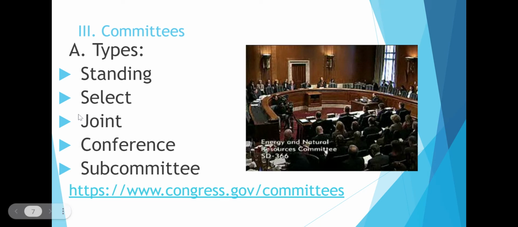A joint committee is very much like a select committee. It is temporary. The only thing that is different is that it is made up of members of both houses. So select committee, members of one house, joint committee, members of both.